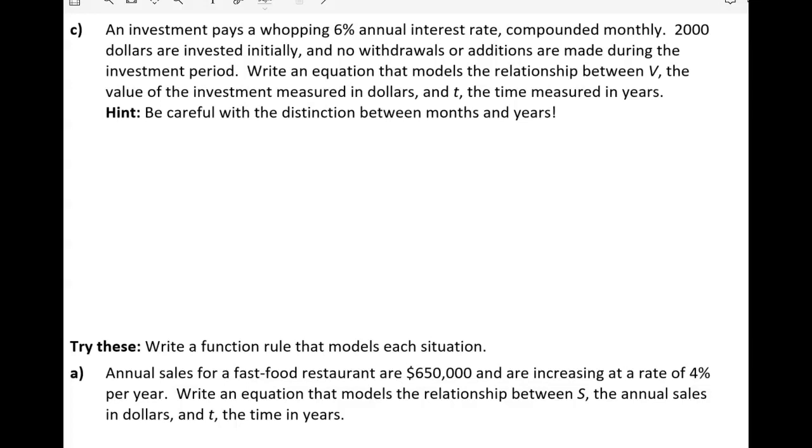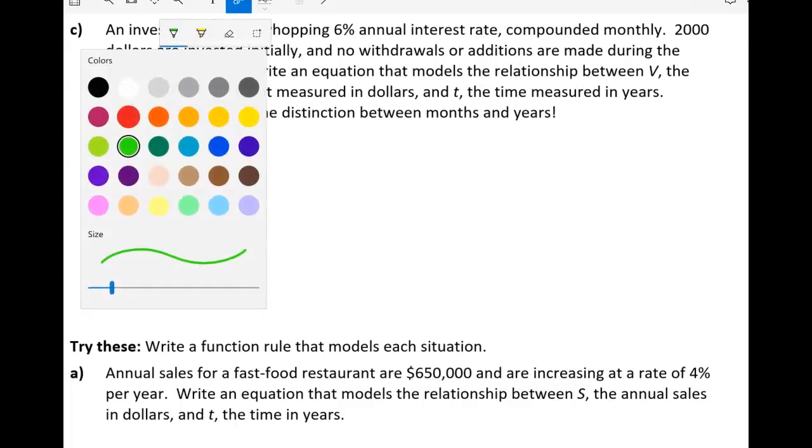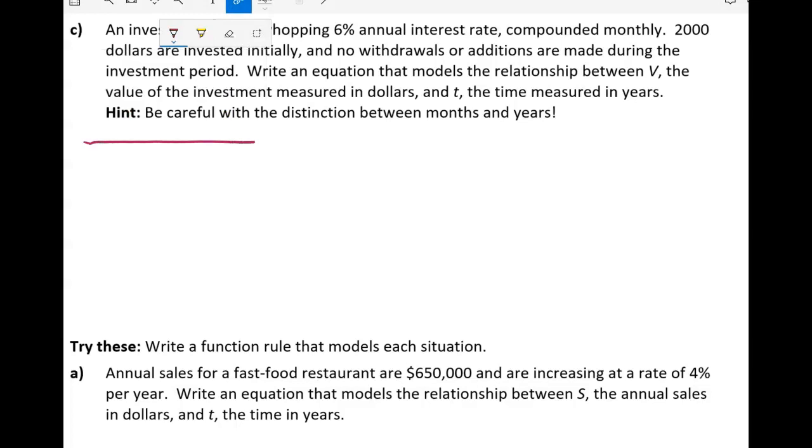We're going to write an equation that models the relationship between V, the value of the investment, so that sounds like an output variable, and T, the time measured in years. Now the hint here says be careful with this distinction between months and years. So let's go ahead and enter an initial amount. When T is 0, the value of the investment is 2,000. That's the easy part.